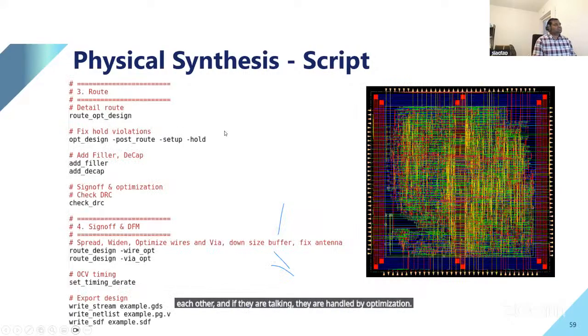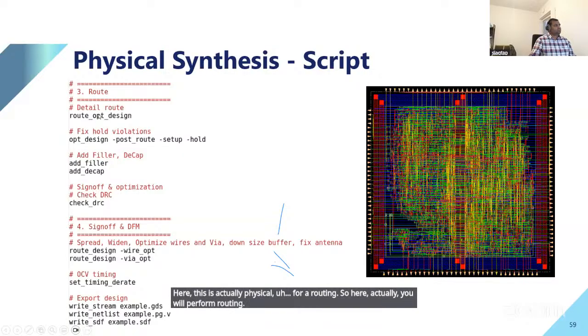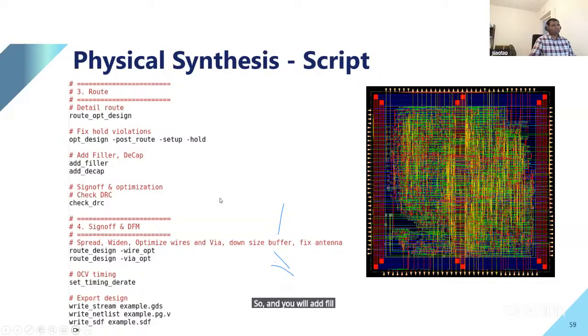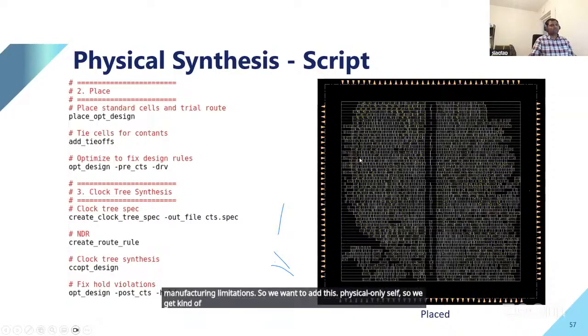Here, this is actually the physical script for routing. So here actually you will perform routing. And you will add filler cells and decap cells, because there is lots of area which is empty. We don't want to keep this area empty because of manufacturing limitations. So we want to add these physical-only cells, so we get a good density of the cells, even though they are not doing anything logically.